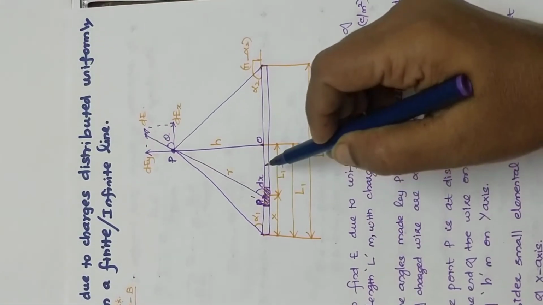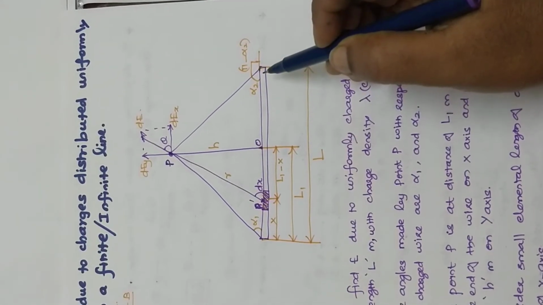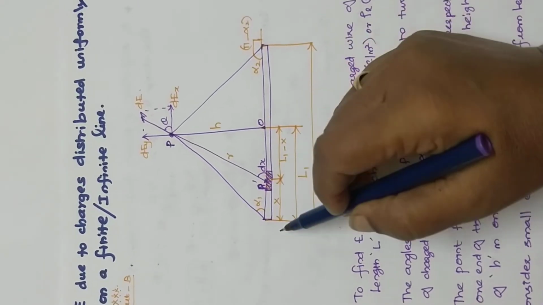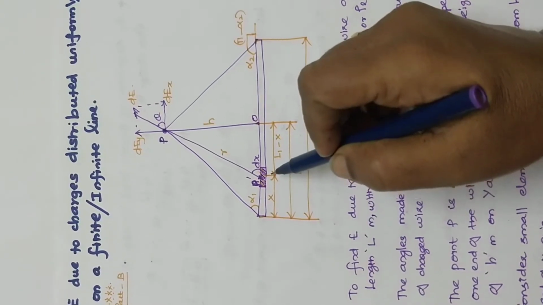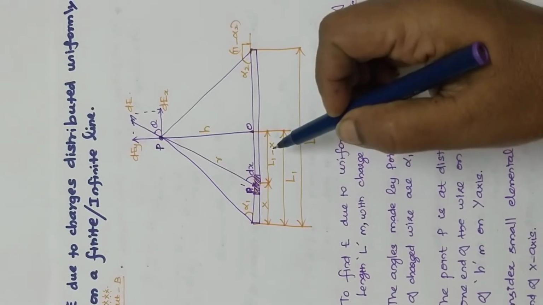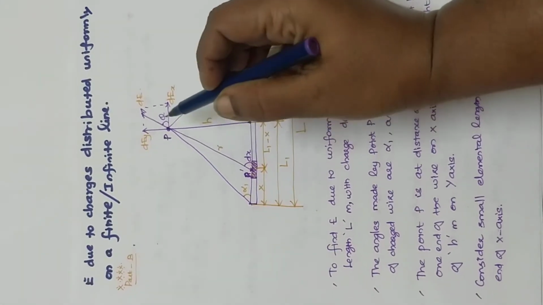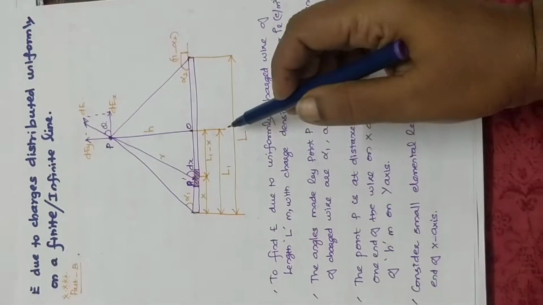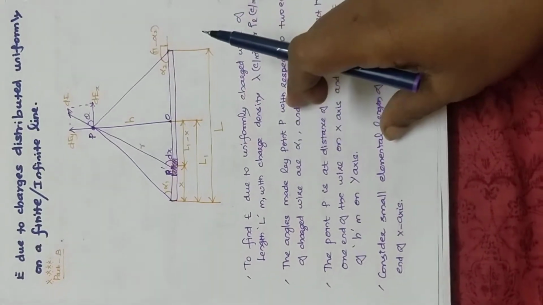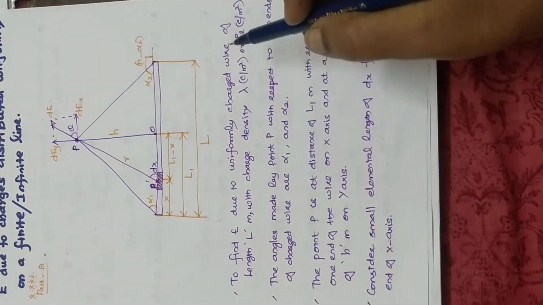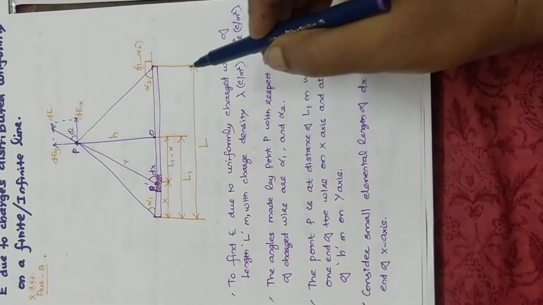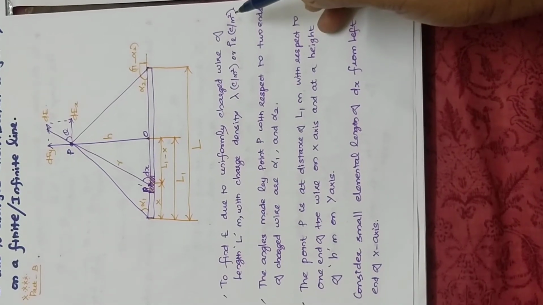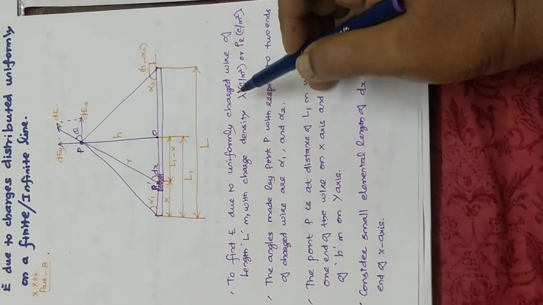Now, there are infinitesimal small elements available on the wire. Let me consider one small element dx at a distance of x from left end of the wire, so that this portion is L1 minus x. Now, dE is a combination of dEx and dEy. So we are defining all these concepts theoretically to find E due to uniformly charged wire of length L meter, which has a charge density of either rho coulomb per meter or rho L coulomb per meter. It can be sometimes given in terms of lambda.